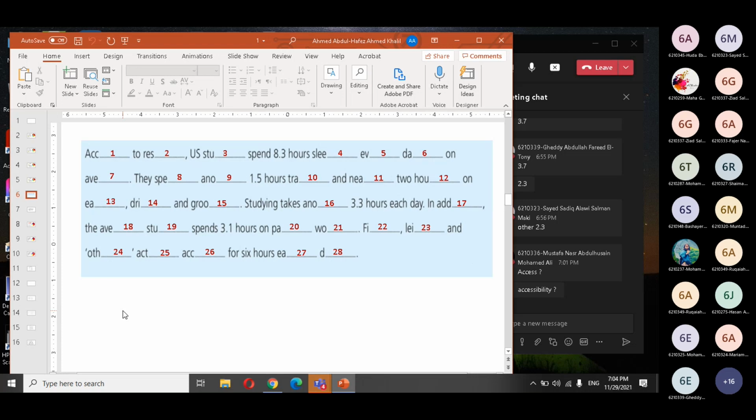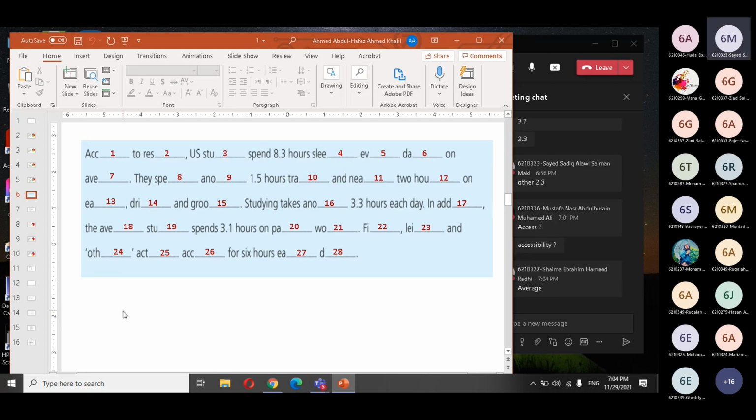research, US students spend 8.3 hours sleeping every day. Sleeping, number 5. Every day, every, number 6, day. Okay, so again, the others, I want you to participate. According to research, US students spend 8.3 hours sleeping every day. On average. Yes, on average.